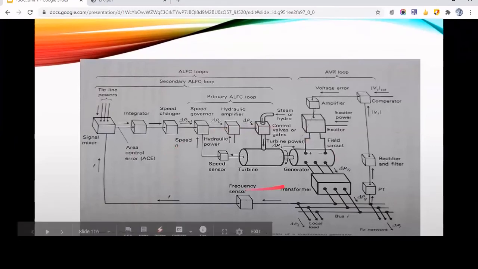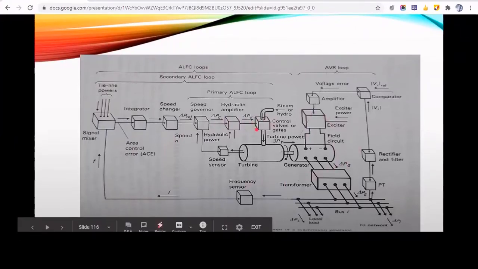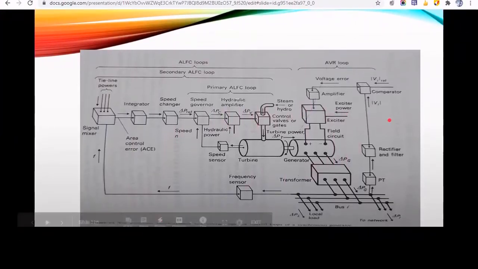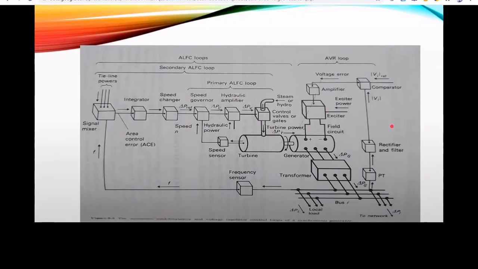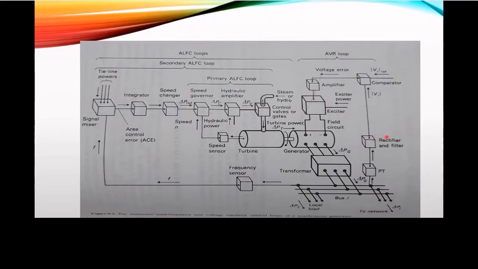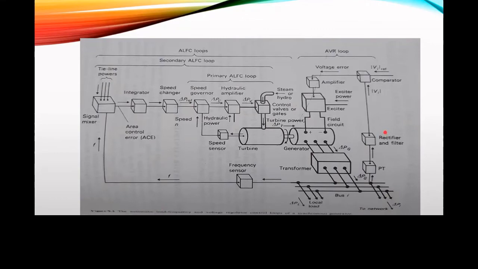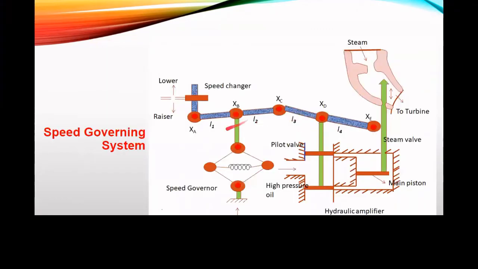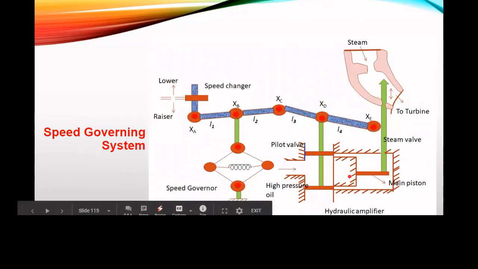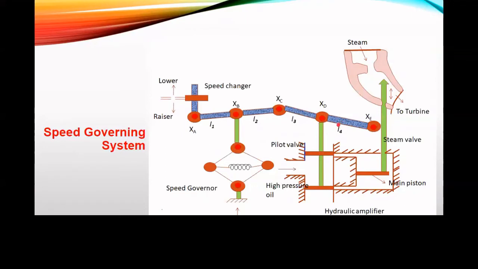This is the overall control block diagram which is available in a power station. Before we go to the control of a synchronous generator, we are supposed to understand the basics of the speed governor system, where we have four different parts: the speed changer, speed governor, the hydraulic amplifier, and the linkage mechanism. So understand the working of a speed governor before you go to the overall block diagram.